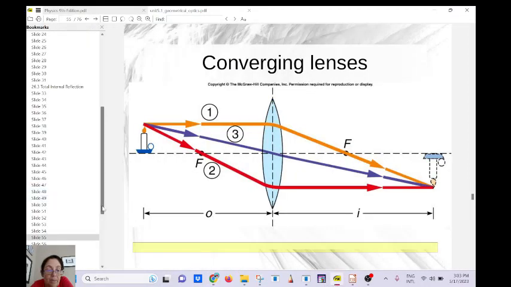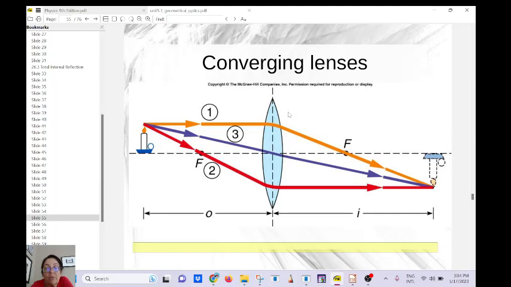Let me give you some examples. Here, converging lenses: if you are asked to do a ray diagram, you only need three rays. Ray number one is the one parallel to the optic axis, and it will go through that focal point. The ray that goes through the center will not change direction; it's a straight line. The ray that goes through the focal point will come out parallel. And you get your image here, which is real and upside down.